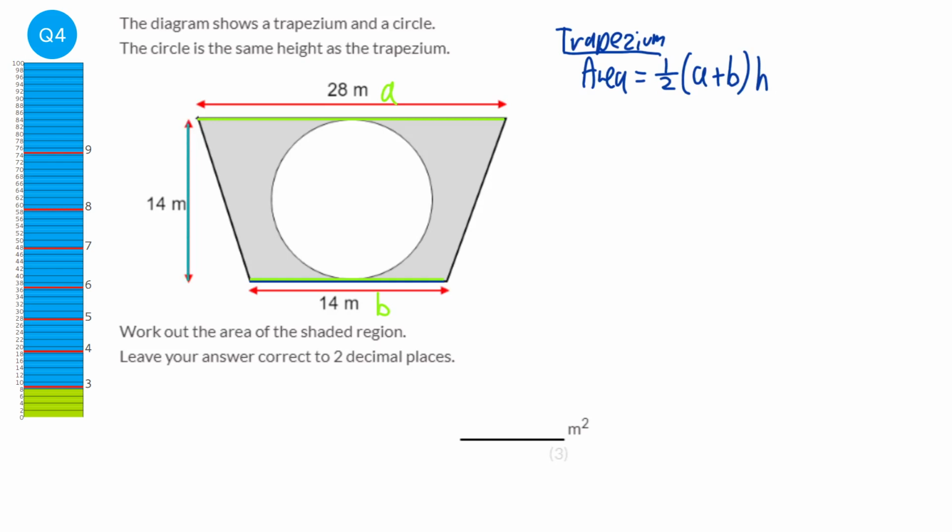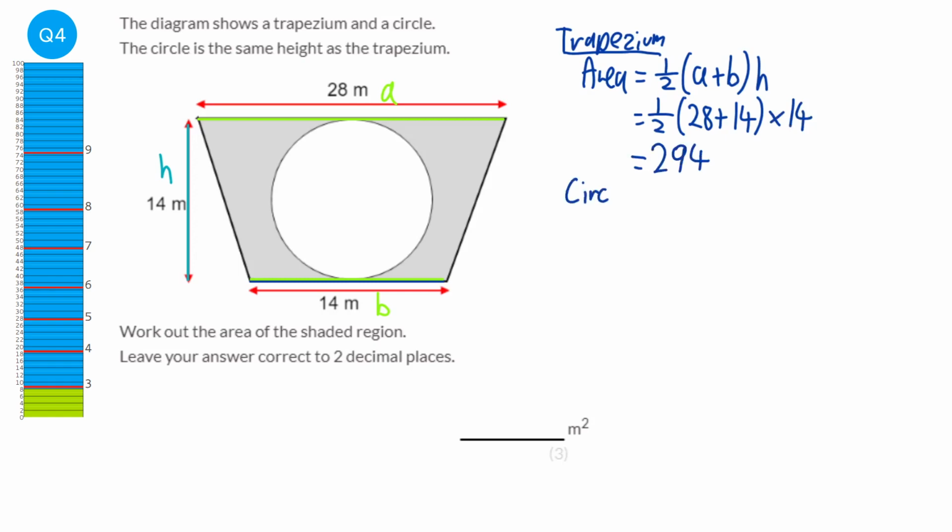So perpendicular means it hits it at right angles, so that's what we've got here. So the area would be half times A, which is 28, plus B, which is 14, times the height, which is 14. And so that would be 294.